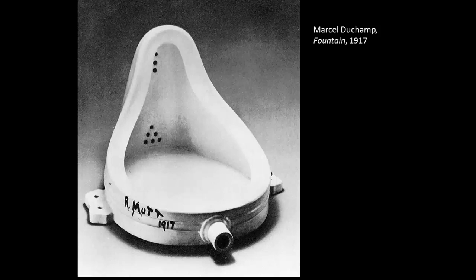So let's talk about what we're looking at here. This fountain is in fact a urinal that he purchased. He turned it on its back, and then he signed it and dated it, but he signed it with a pseudonym, R. Mutt. It's a name that comes with a few different puns. One is about a famous plumbing company called the Mott Plumbing Company. The other is there was a comic strip team named Mutt and Jeff. So there's this playfulness and witty nature to this object.